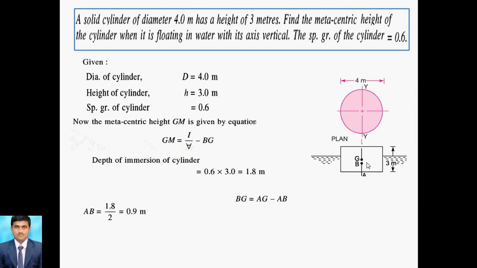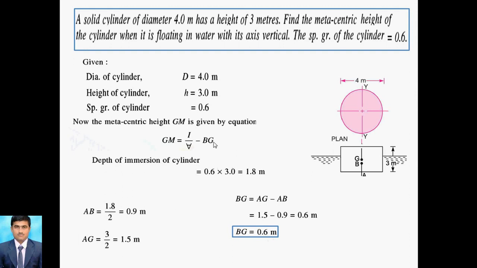So 1.8 we already calculated as the depth of immersion. The depth of immersion means the distance from the free surface to the bottom of the wooden block. That distance is 1.8 divided by 2, so AB is 0.9. For AG, the whole height is 3, and to find the center of gravity, 3 by 2, that is H by 2. After putting the values of AB and AG, we get BG. So BG is 0.6 meter.